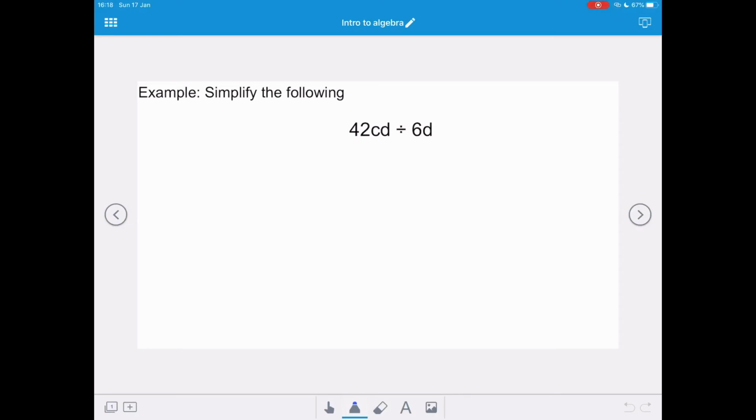The final example, we want to simplify 42cd divided by 6d. We're cancelling the common d, and that leaves us with 42c divided by 6. 42 divided by 6 leaves us with 7, so we're going to cancel that down and get a final simplified answer of 7c.